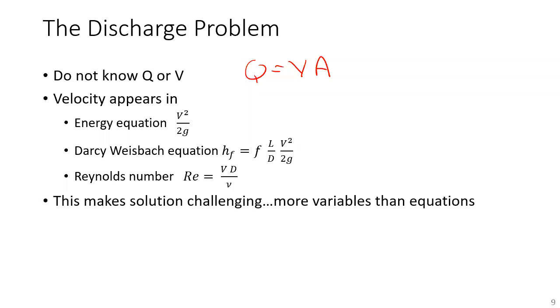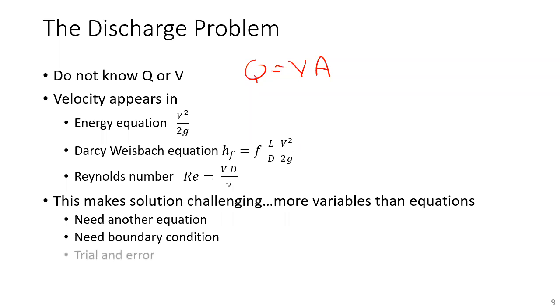So this makes the solution challenging because we have more variables than equations. For example, we can't find the friction factor until we know the velocity, and we don't know the discharge, so we don't know the velocity. So when you have more variables than equations, you either need another equation, you need a boundary condition, or it's a trial and error solution.